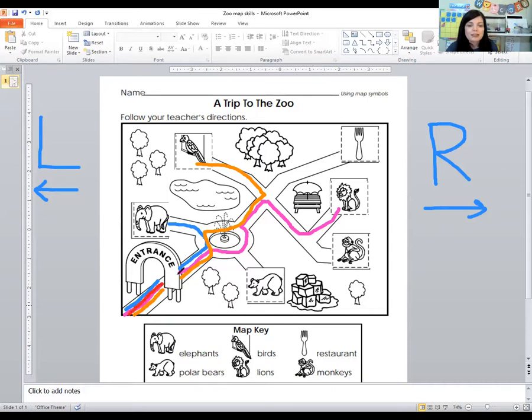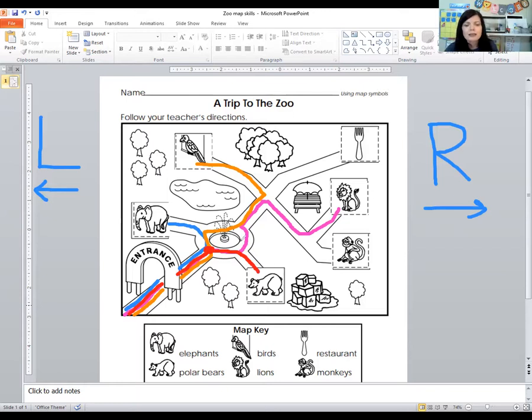I'm going to come into the zoo, and I'm right here in front of the fountain. I'm using the red marker. Should I go to the left or to the right to see the polar bear? I should go to the right. Good job.